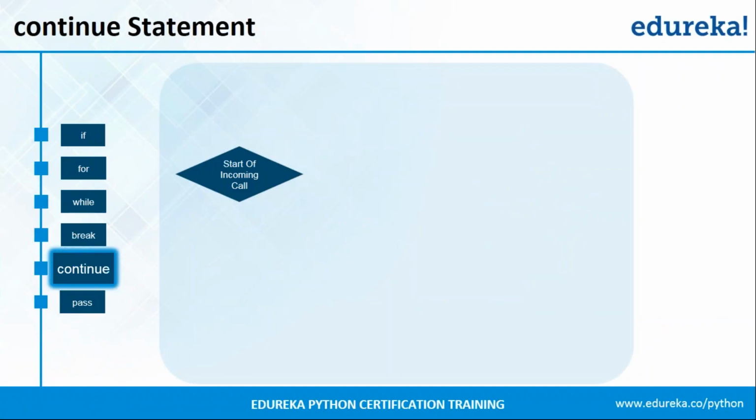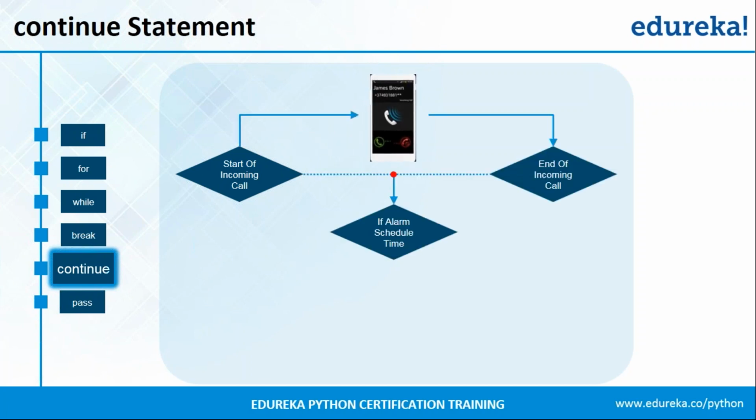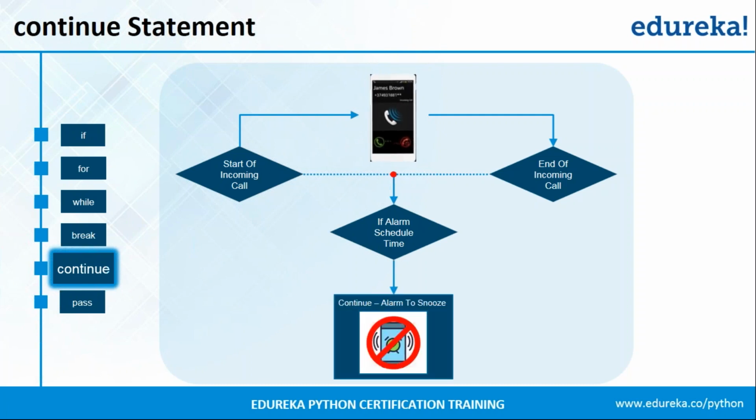So now there is another representation of the continue. Let's take the example of your phone again in order to understand the continue statement. Let's say that your phone has started ringing and it will keep on ringing until the person who has called you has disconnected it or it has been cut off automatically. But let's say that while your phone was ringing, an alarm was scheduled in between. So what will happen? It's not like your alarm will start ringing and it will disconnect your call, right?